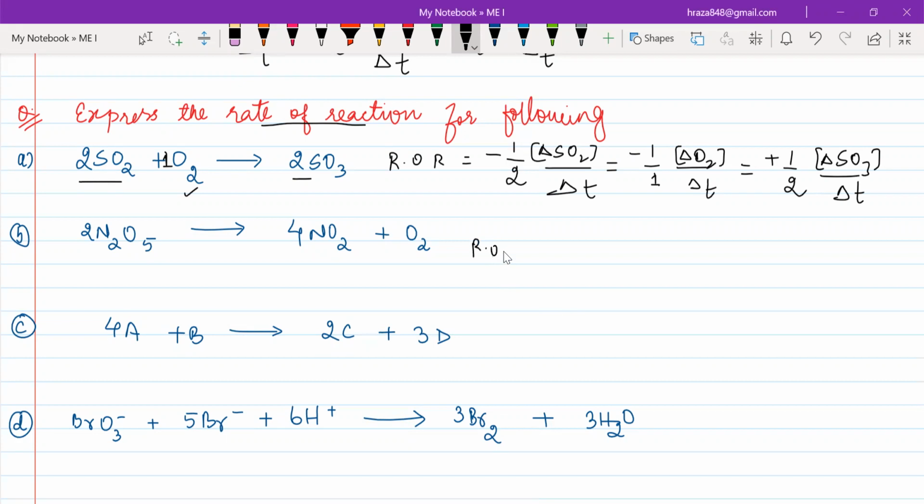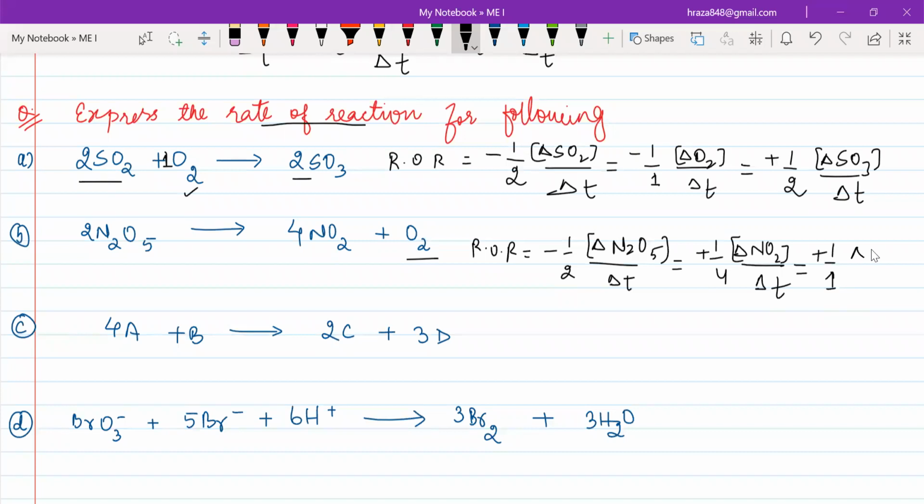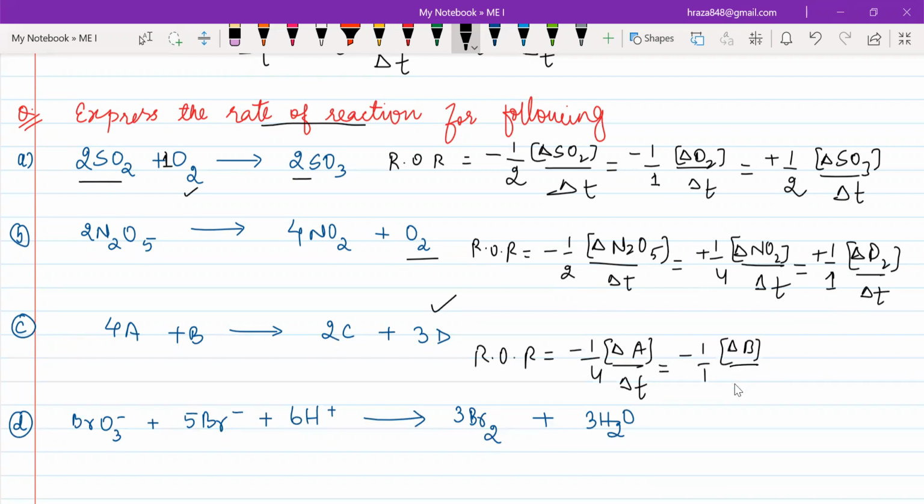Then for this, the rate of reaction will be equal to negative 1 by 2 delta N2O5 upon delta t. Then it will be equal to positive 1 by 4 delta NO2 upon delta t. That will be equal to positive 1 by 1 if you want to write it, delta O2 upon delta t. Please match your answer. Now, for this reaction, the rate of reaction will be equal to minus 1 by 4 delta A upon delta t. Then it will be equal to minus, since it is also reactant, 1 by 1 delta B upon delta t.